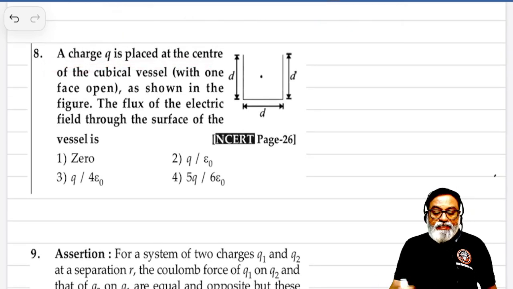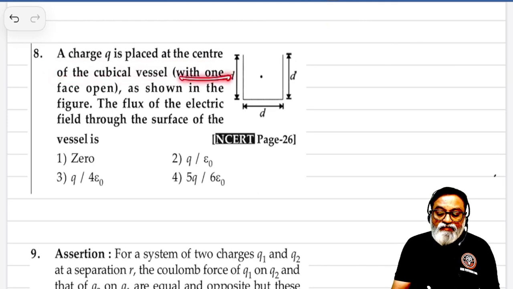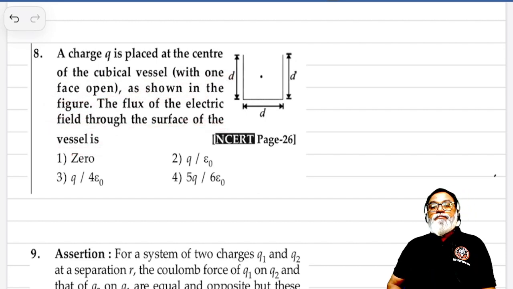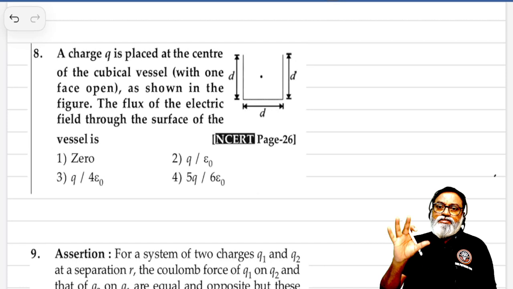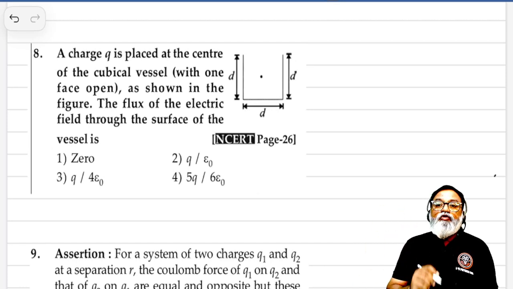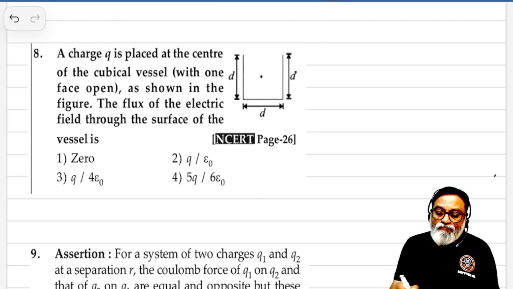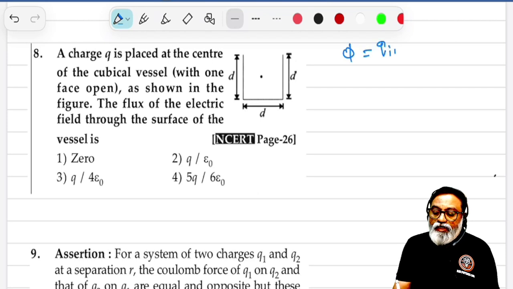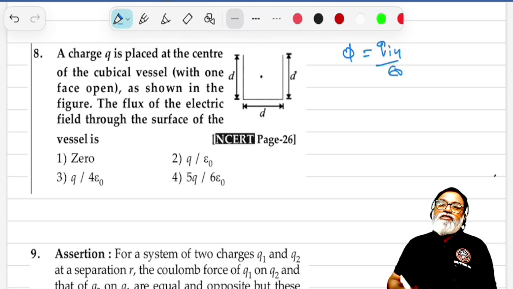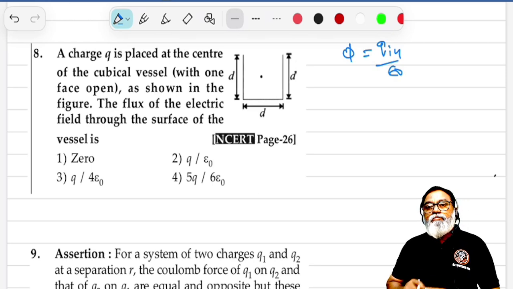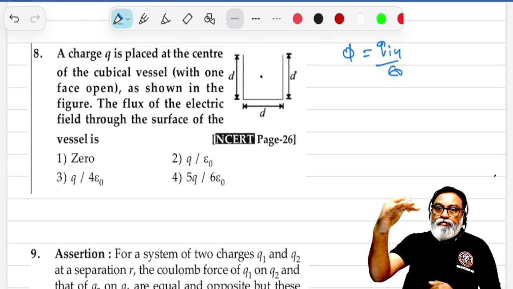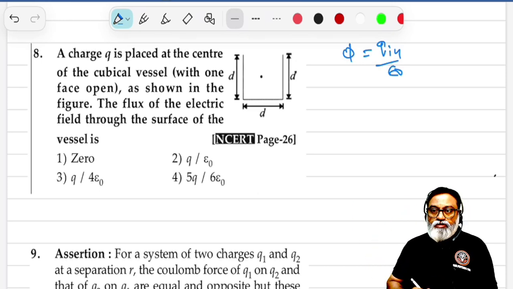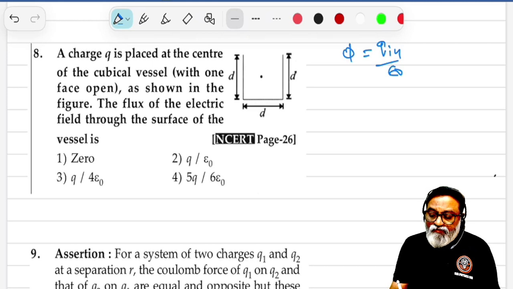A charge Q is placed at the center of a cubical vessel with one face open, as shown in the figure. The flux of the electric field through the surface of the vessel is. Here it is a cubical vessel. Just imagine one room, but it is open, meaning there is no roof. According to Gauss law, flux phi is equal to Q enclosed by epsilon naught, where Q is the charge enclosed in a closed surface. But it is open. By placing another space, a roof, it becomes closed. Therefore, the flux due to the total cube is equal to Q by epsilon naught.